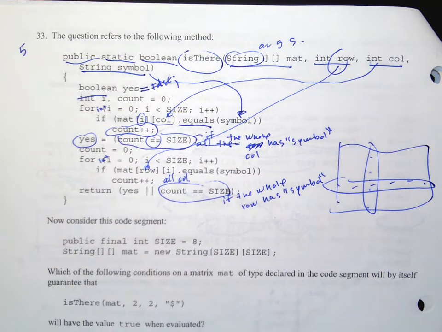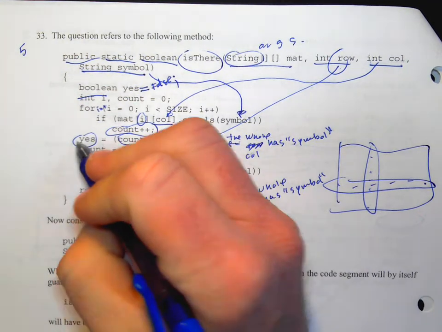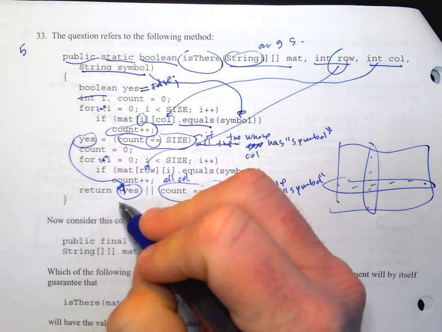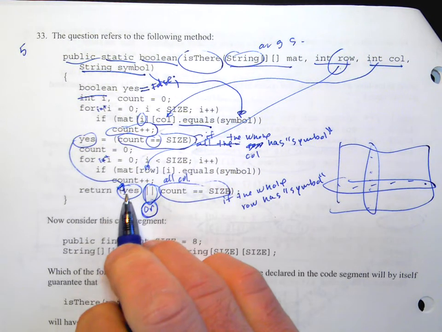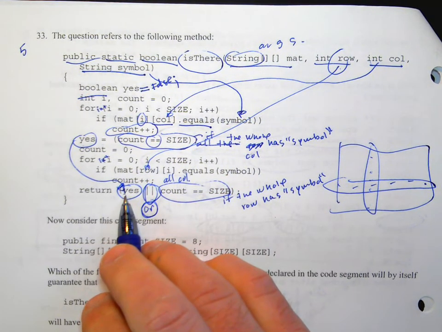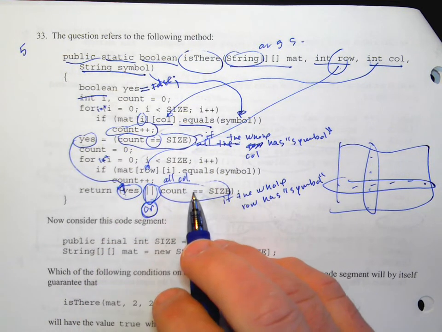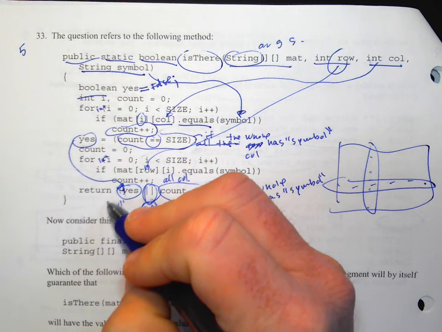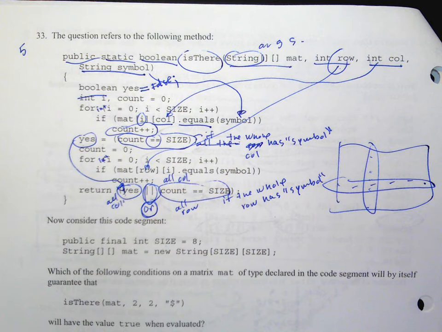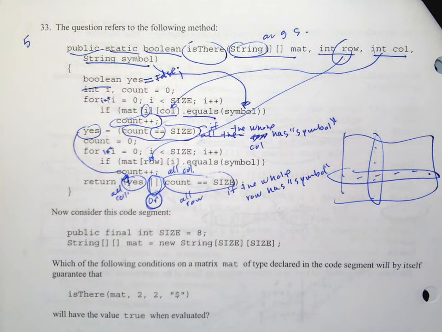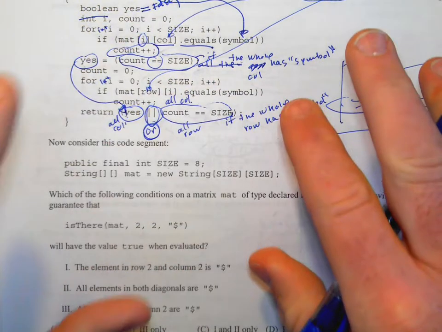And if they do, well, it says if yes, which was from before, if this is true, this is an OR, right? If all the spots in the column have the symbol, or if all the spots in the row, or if both, it should return true. Okay, so I think that's worth going through, trying to figure that out. And then if you understand it, answering the question would probably be quick.